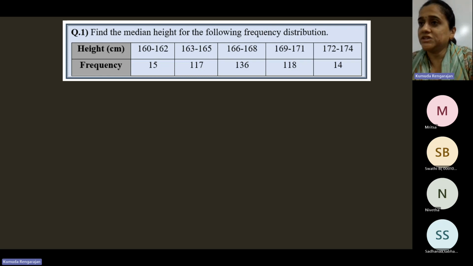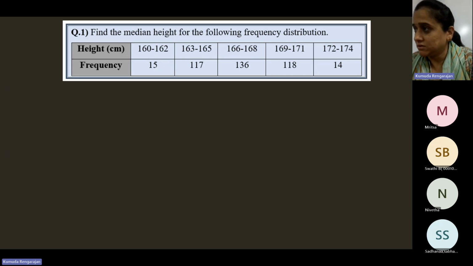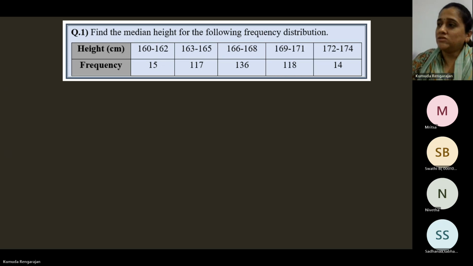All right. So in today's session, we're going to learn how to find the median for a given grouped frequency distribution. The first one is finding the median given the frequency distribution, that is, given all the class intervals and the respective frequencies. We'll use the formula and find the median. And then we'll also see questions where there is one missing frequency or two missing frequencies.